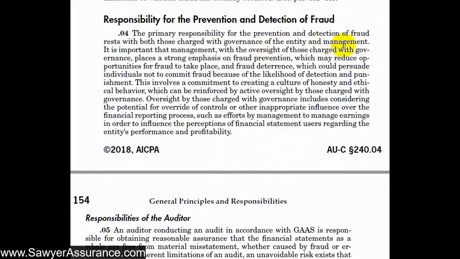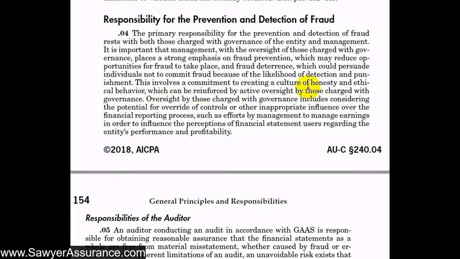Since it's management and those charged with governance who are responsible for preventing and detecting fraud, it's really important for them to emphasize fraud prevention, reducing opportunities for fraud to take place, and also fraud deterrence, to make it less likely that people will commit fraud, because they'll be punished if it's found out. To do that, management and those charged with governance should set a culture of honesty and ethical behavior that reinforces oversight throughout the company, in hopes that employees and other stakeholders will act honestly in carrying out their duties.